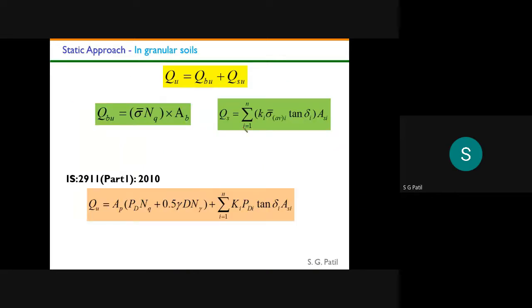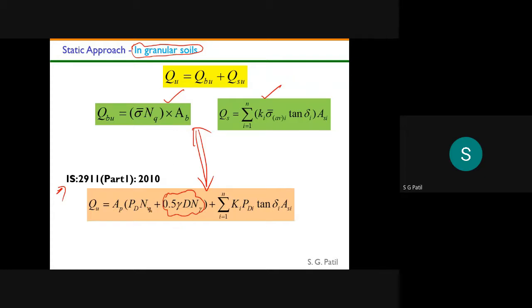Okay, so this is the final formula. This is the base resistance, and this is the shaft resistance. Whatever we have discussed till now is applicable only in granular soil. Till now, whatever soil we considered was only granular soil. But if you refer to IS 2911, this is the formula. This formula is almost similar to this formula. If you compare these two, they are the same. The only extra term here is this term.